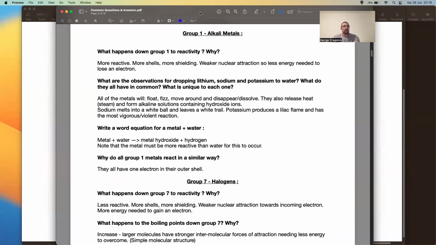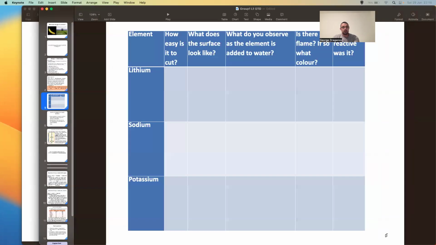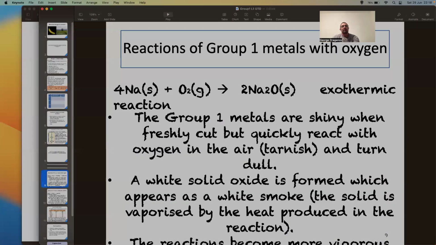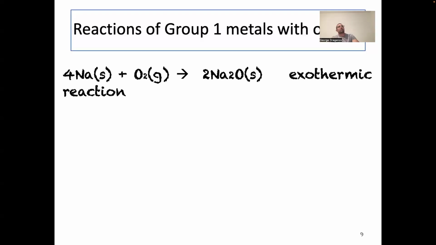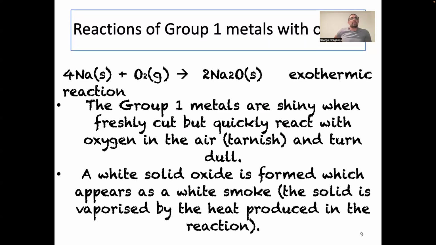Now, one thing that should also be mentioned is the metals can react with oxygen as well. So if I go back to my PowerPoint, I can find it. There it is. So when sodium reacts with oxygen, it forms sodium oxide. So the group 1 metal will form M2O because the oxide ion is 2- and the sodium is +1. They'll all be exothermic reactions. So they're all shiny when they're freshly cut, but they quickly react with the oxygen and they tarnish or turn dull.